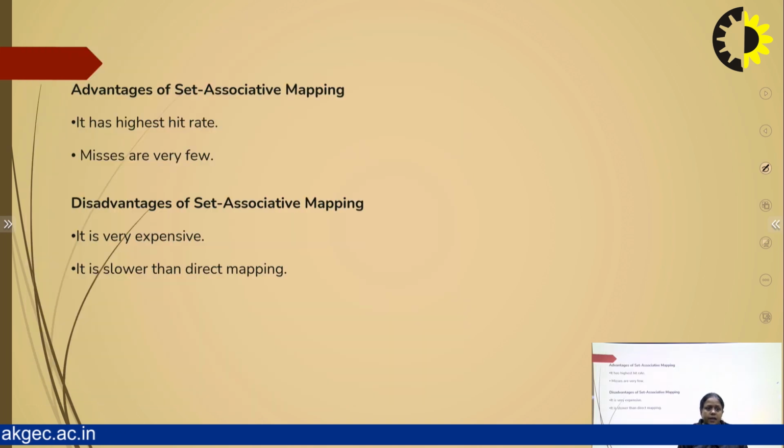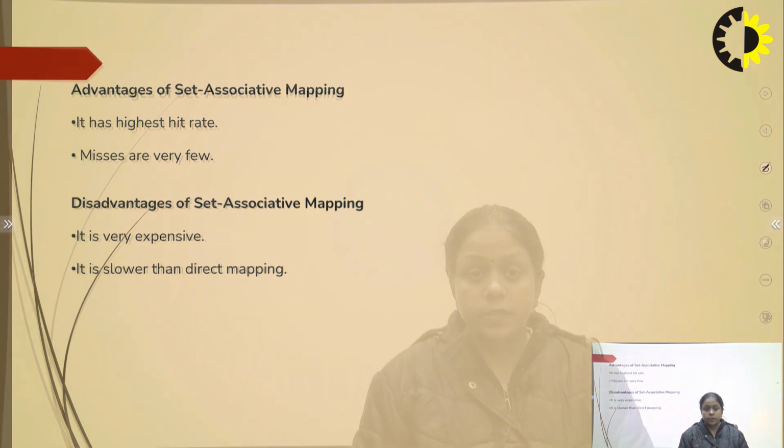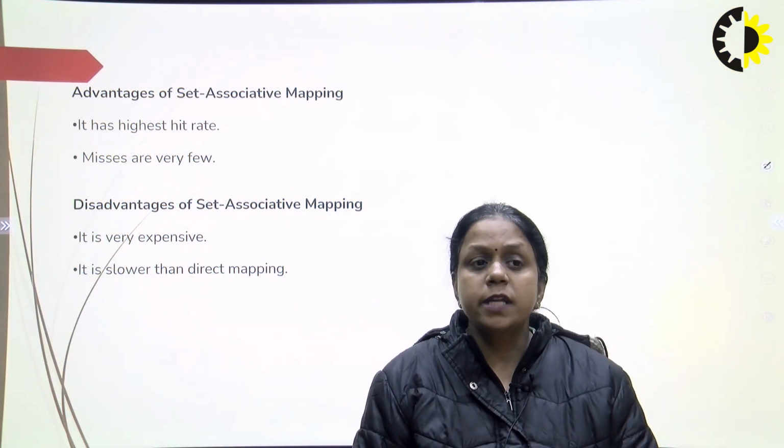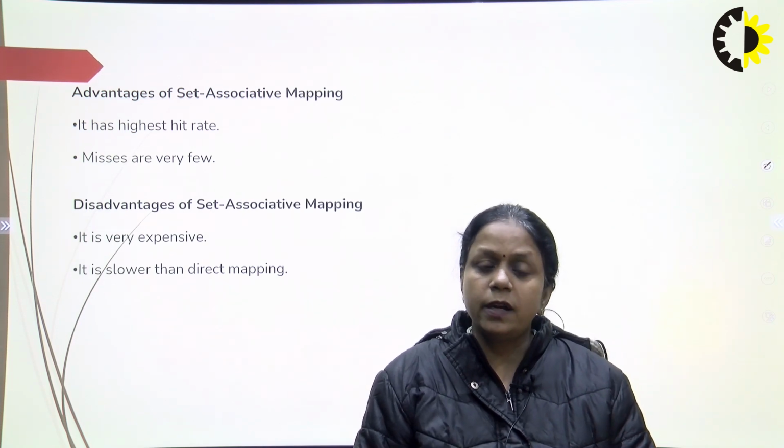Now again, these have some advantages and disadvantages. The advantage of set associative mapping is that it has the highest hit rate. So in set associative mapping we can increase the hit rate, and when the hit rate increases, the cache performance also increases, and misses will be low. This is the main advantage of set associative mapping. The disadvantage is that it is very expensive and slower than direct mapping.